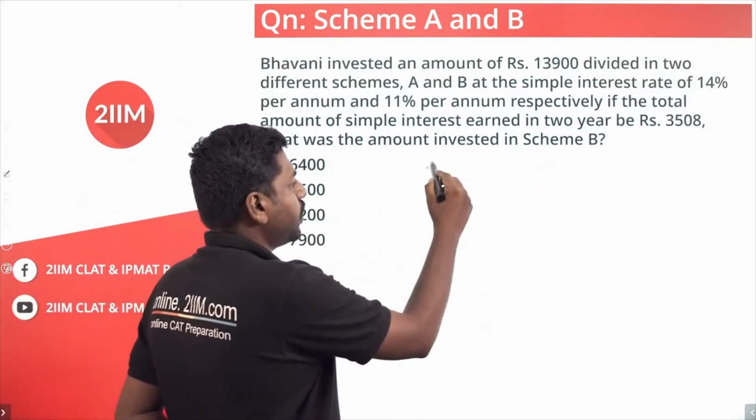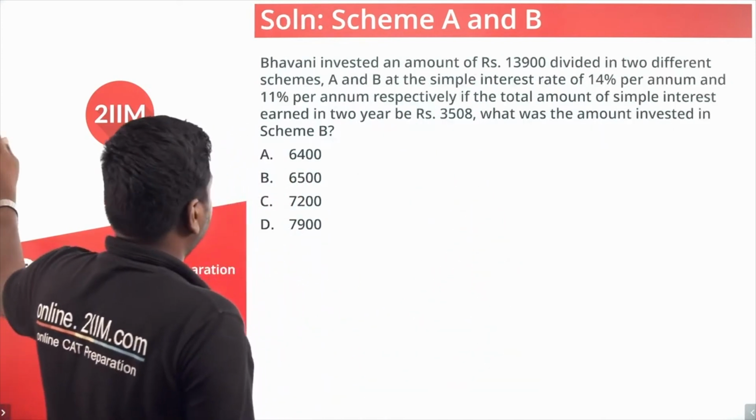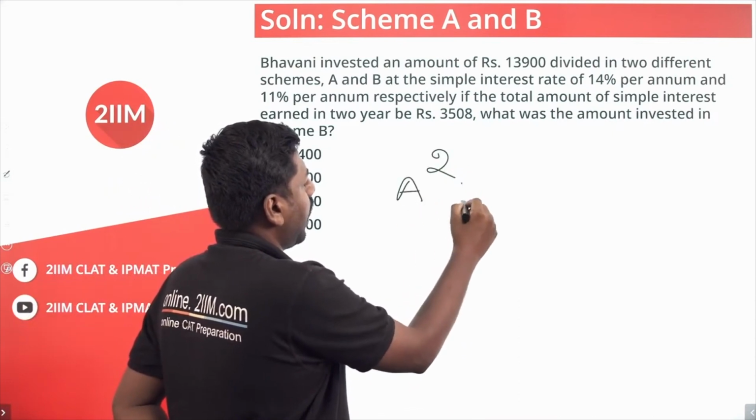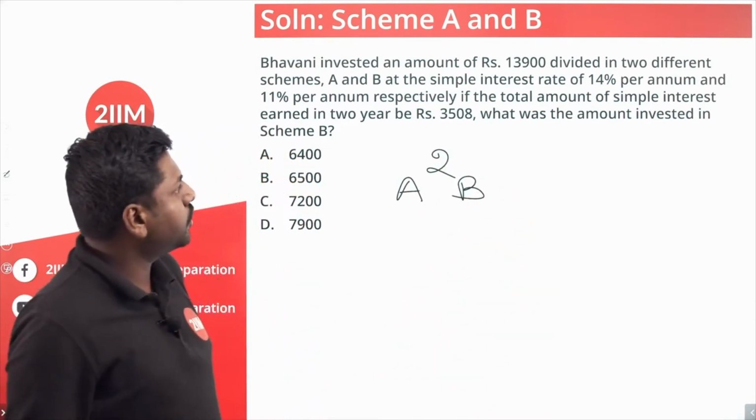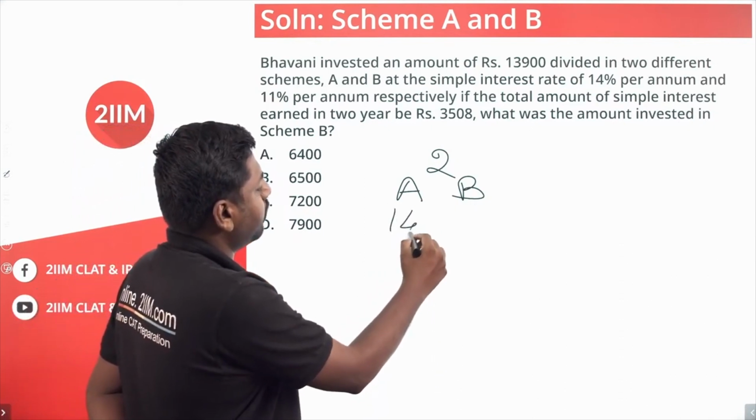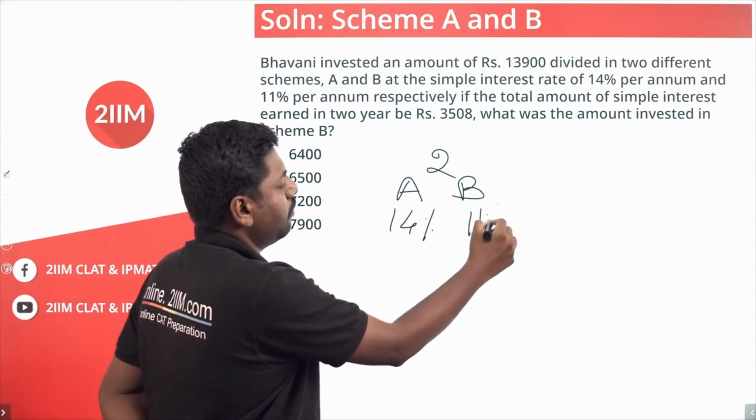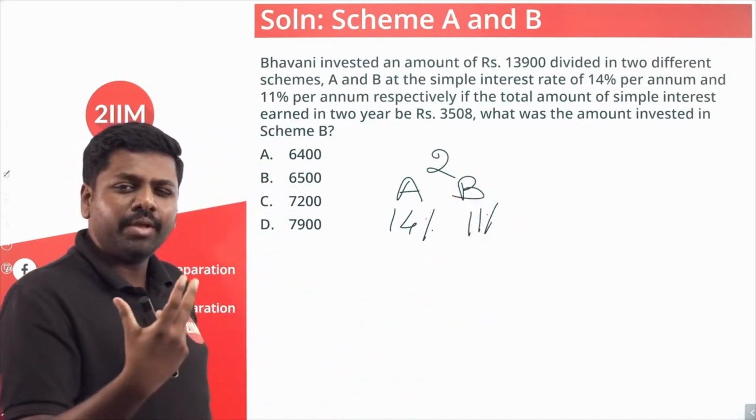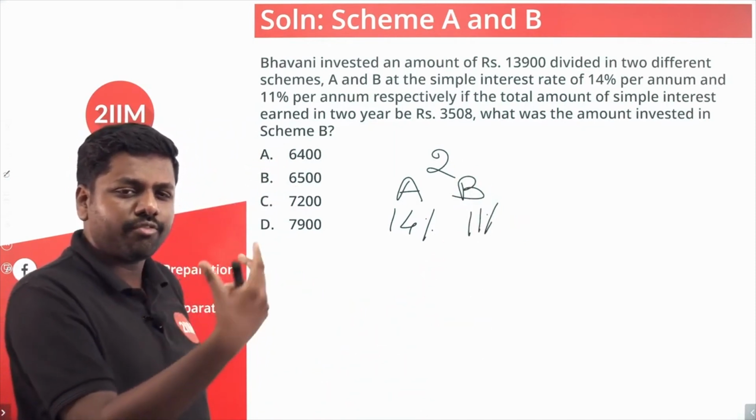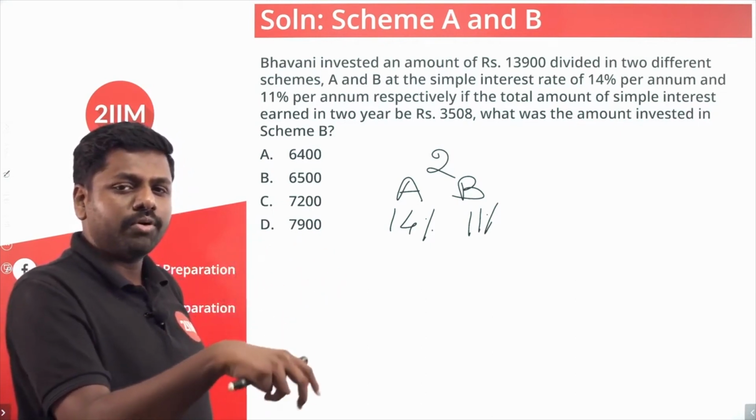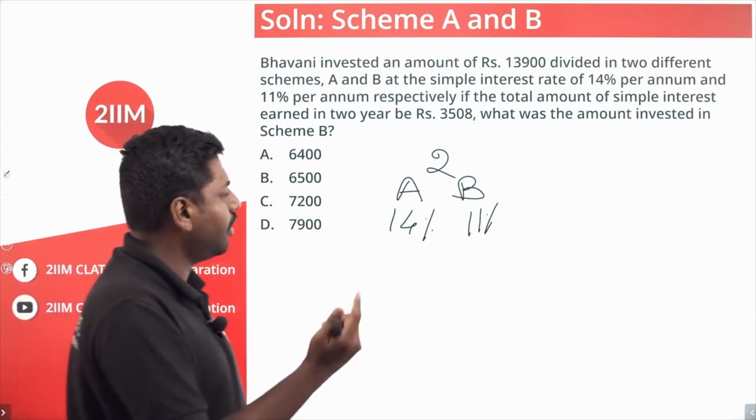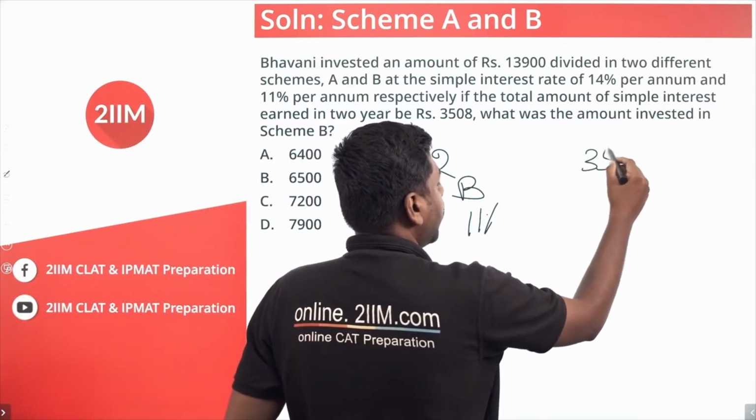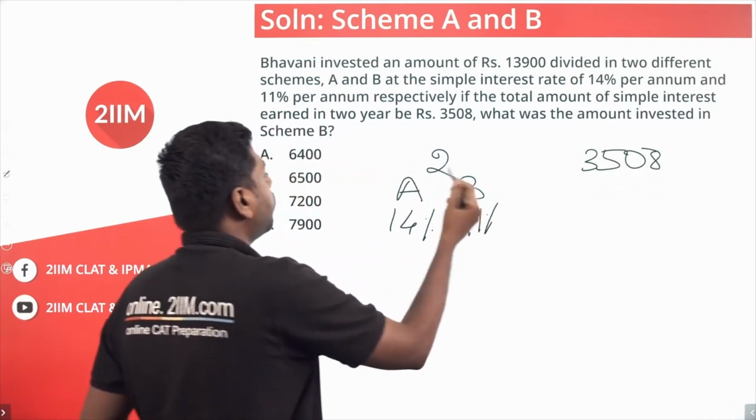So we know we have two schemes, right? So there are two schemes, A and B. Now among these we know A gives 14% per annum, B gives 11% per annum. Right? Now we get some mixed average of this. This is a mixture of 14 and 11. Some amount is from that, some amount is from this. Right? Let us figure that out. Now the final amount earned is 3508.